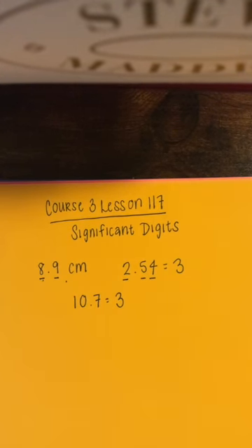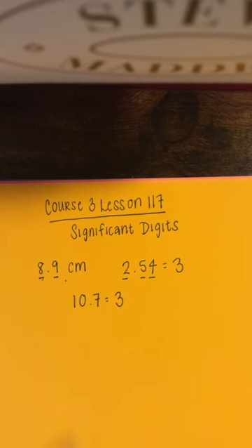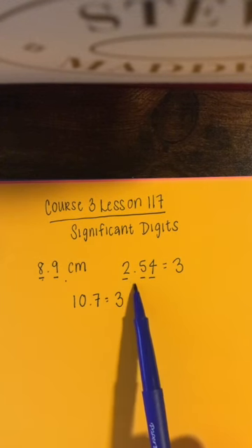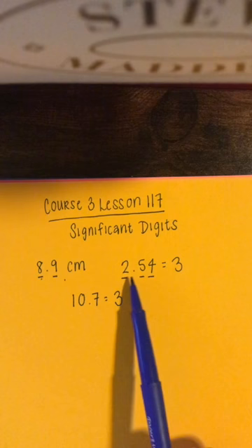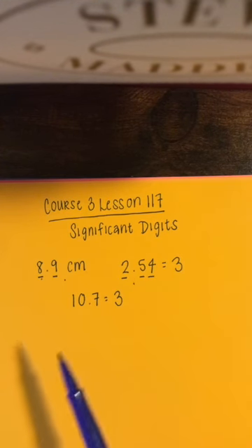While we are counting significant digits, there are 6 rules that we need to follow. The first one is that we need to count all non-zero digits. So for example, we have 2.54. This has 3 significant digits. We have 1, 2, and 3.